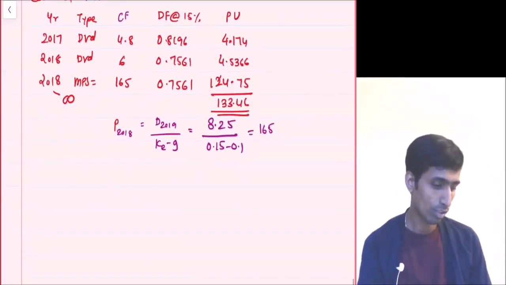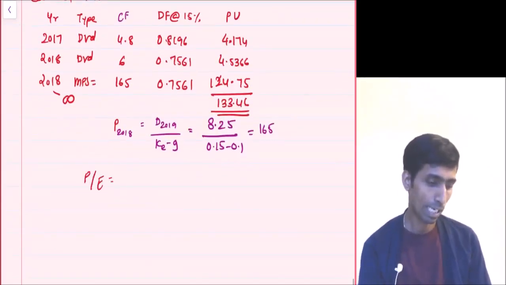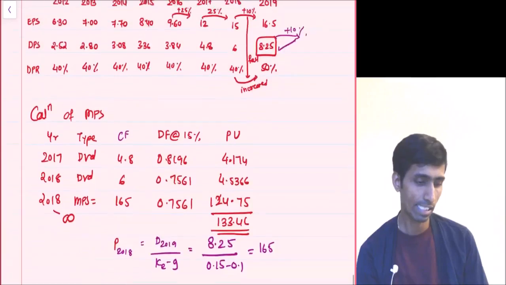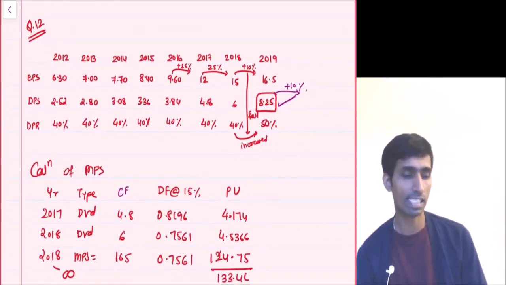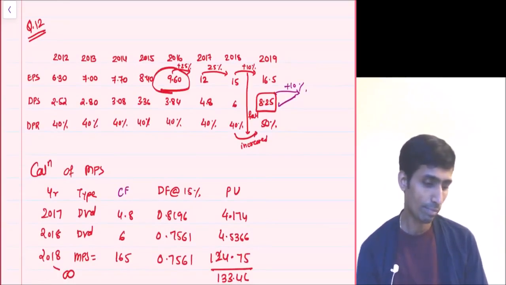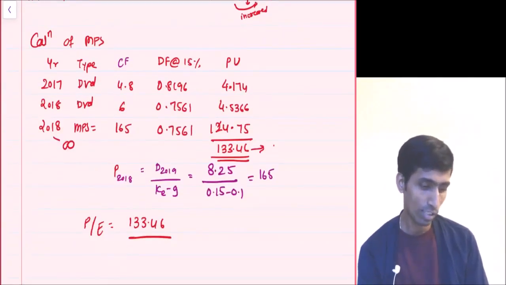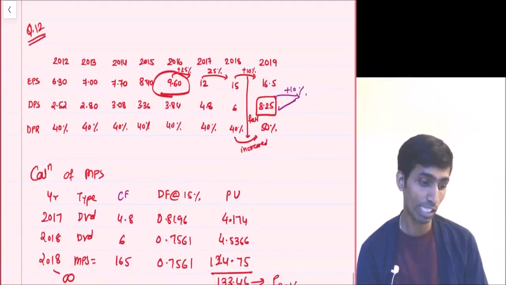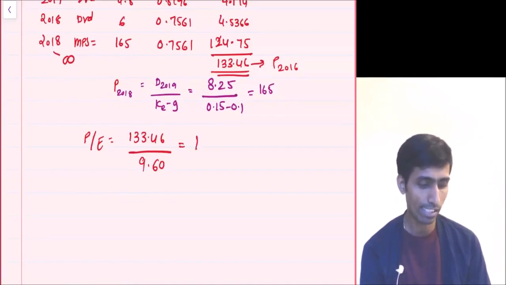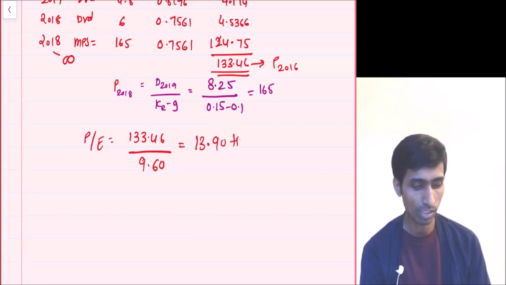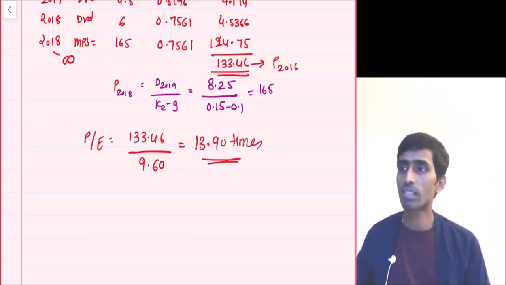Next is the P/E ratio. They have asked us the P/E ratio also. So price is 133.46 and earnings is how much? Where are the earnings? In 2016. Because this is the price of 2016, so earnings should also be 2016. Remember, don't take 2019. It is 9.60. So the answer comes to 13.90 times. This is your answer. Okay. Fine.